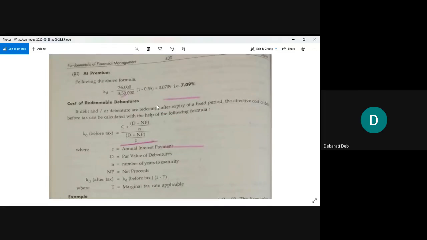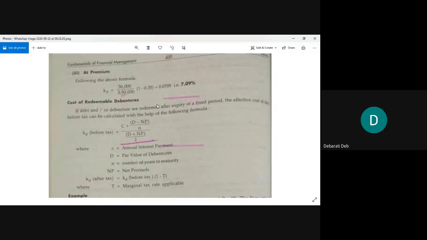Yesterday we left with this cost of redeemable debentures, and I told you that tomorrow again we'll write the formula. Okay. So here is the formula. After cost of debt at par, cost of debt at discount, cost of debt at premium. After all those three things, today's discussions will start with cost of redeemable debentures.